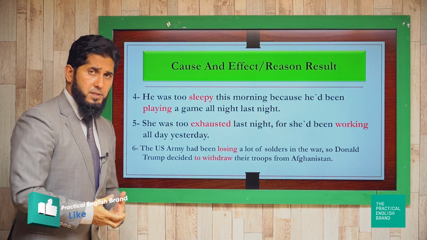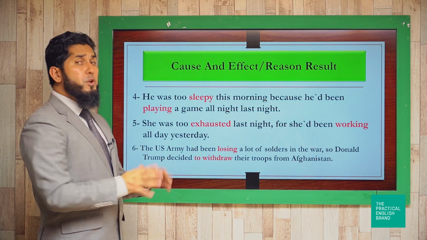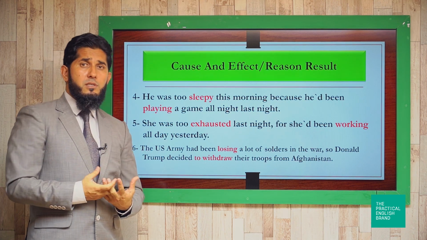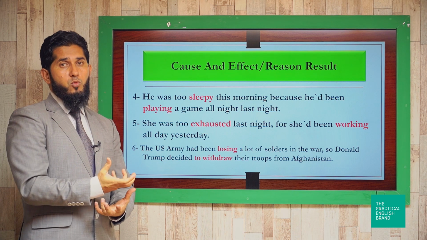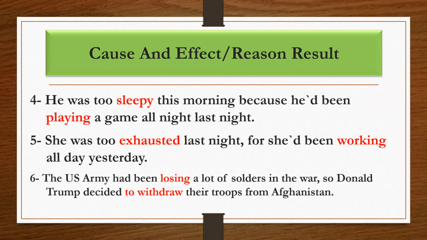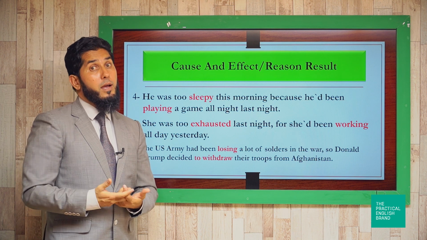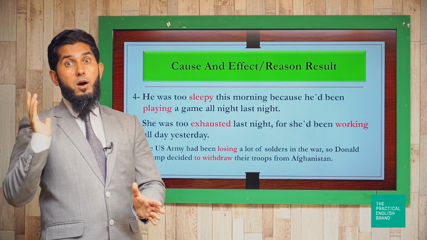Okay, so keep in mind that you can also use past perfect progressive tense to talk about cause and effect in the past. That's also possible. Or reason and result. And usually these kinds of sentences answer the question why. Why something was going on, okay? Look at the first example. He was too sleepy this morning because he'd been playing a game all night last night. Let's say he'd been playing PUBG game all night last night.